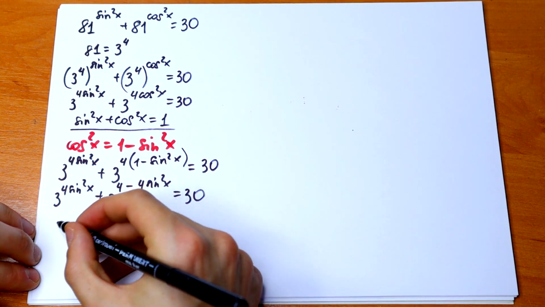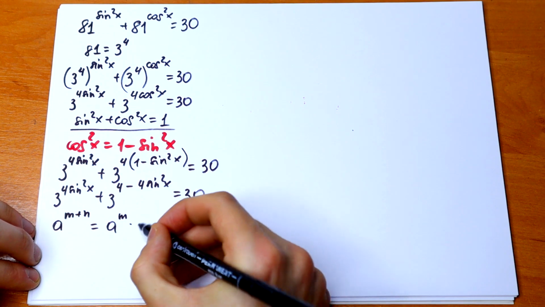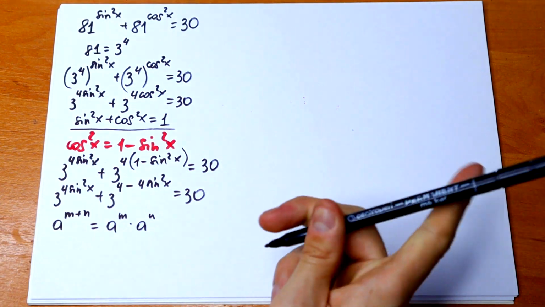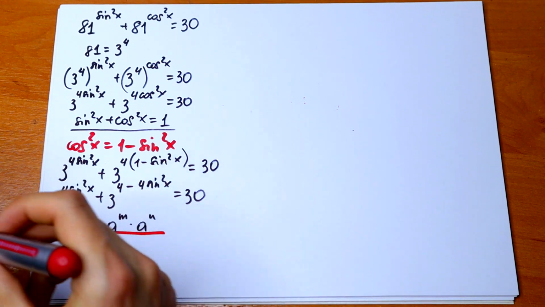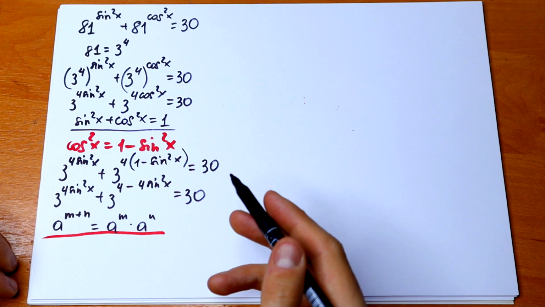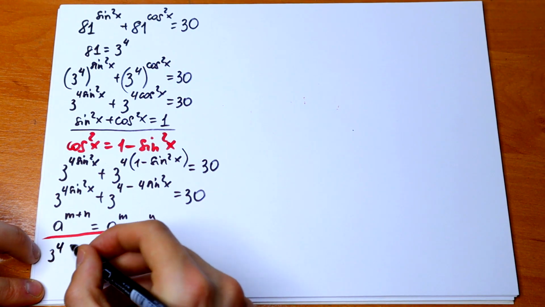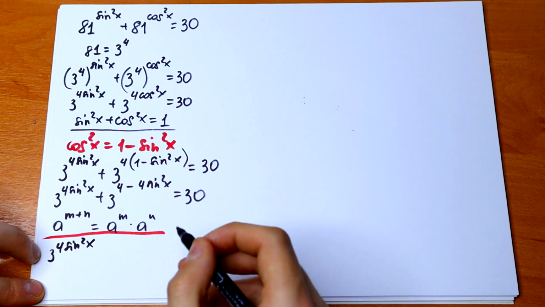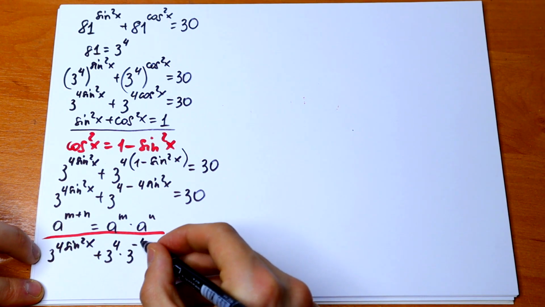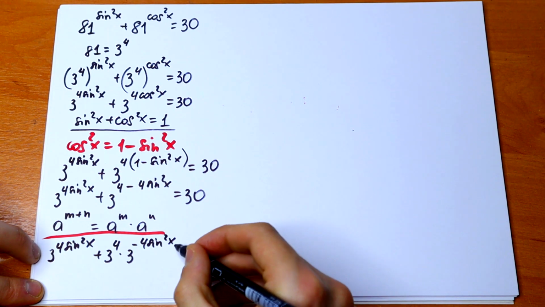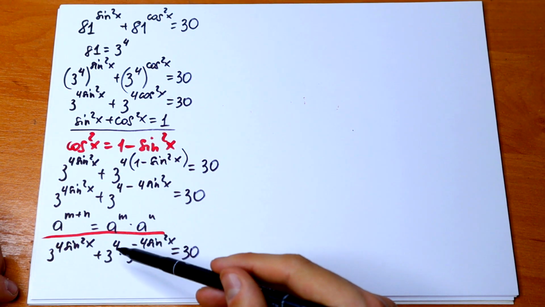because we know the rule. If we have a to the power m plus n, it will be equal to a to the power m times a to the power n. So we can break for sure this exponent using this rule. So let's do this. Okay, we will have 3 to the power 4 sine square x plus 3 to the fourth power times 3 to the power minus 4 sine square x equal to 30. So we just break this exponent.